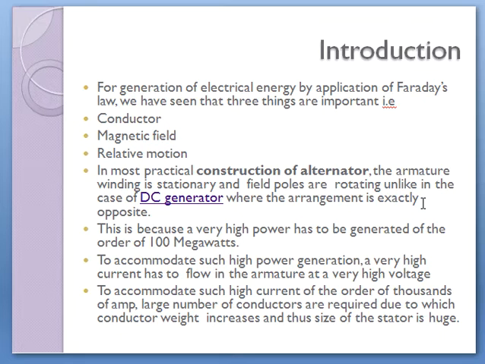To accommodate such high power generation, a very high current has to flow in the armature at a very high voltage. To accommodate such high current, to the order of some thousands of amperes, a large number of conductors are required, due to which the conductor weight increases, and thus the size of the stator is huge.